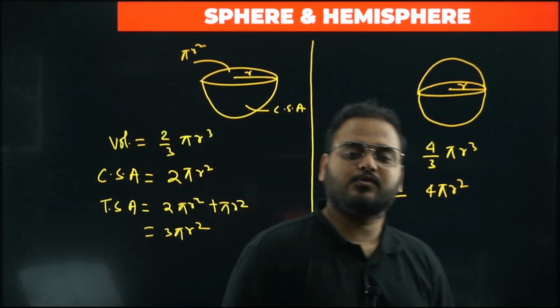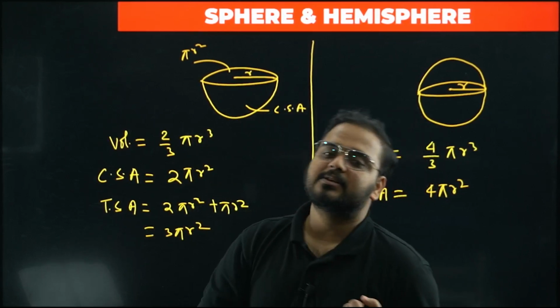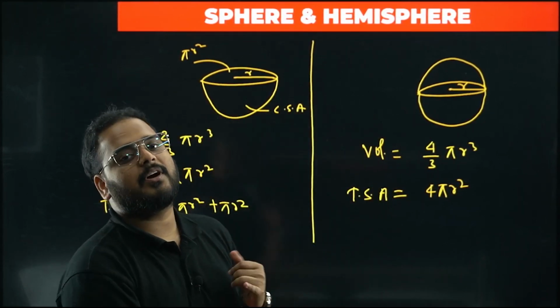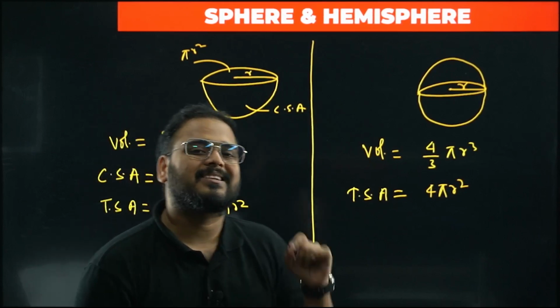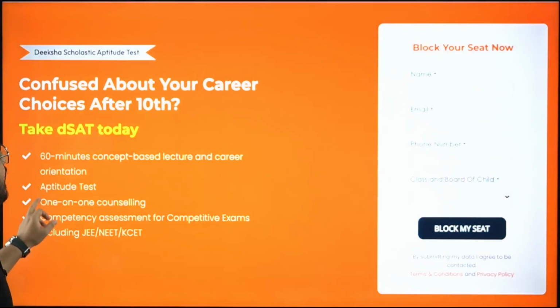So we have revised so far circles, rings, sector, segment, cube, cuboid, cylinder, cone, sphere, and hemisphere. Is it clear or not? Of course it is. Please have a look.